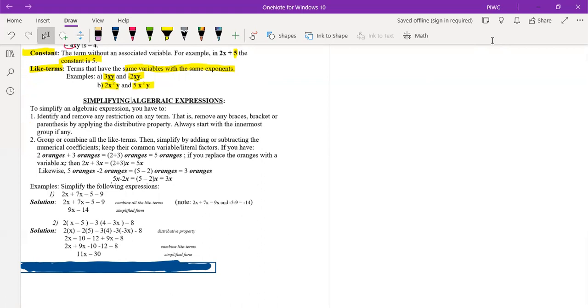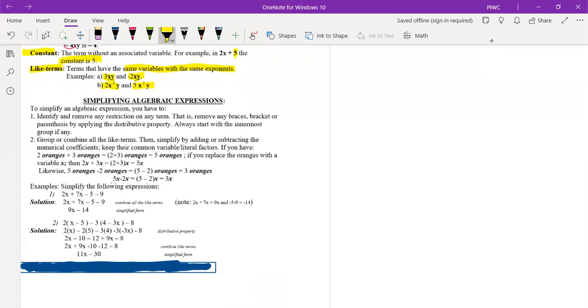What do I mean by this? That is, remove brackets, parentheses, braces, and so on by applying the distributive property. So you distribute the number in front of parentheses to get rid of the grouping symbols, all right? And always remember to start with the innermost group. You want to follow the order of operations. So you start with the innermost group. We'll see examples very soon to make this clearer.